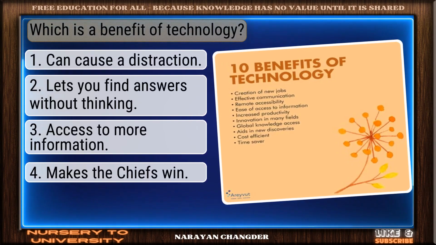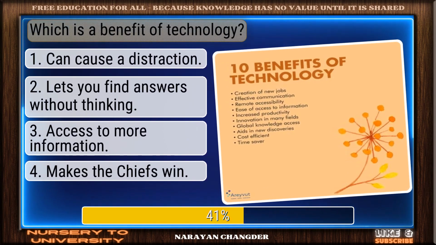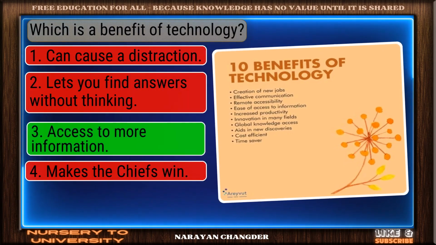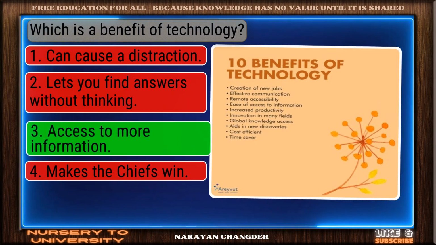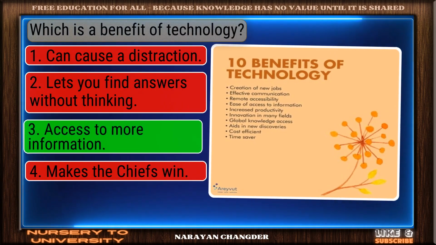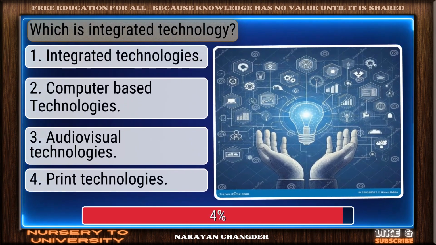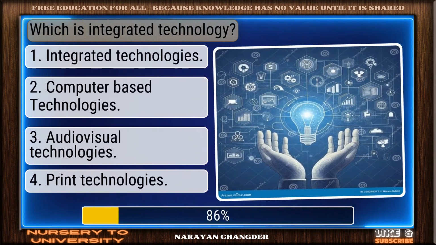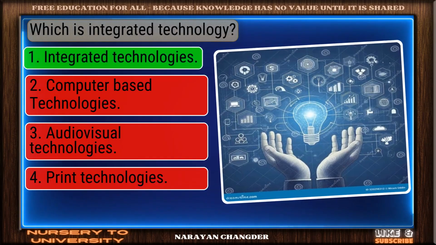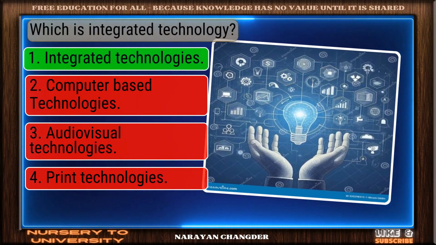Which is a benefit of technology? Smart pick. Access to more information is the correct choice. Which is integrated technology? Excellent. Integrated technologies is a brilliant choice.